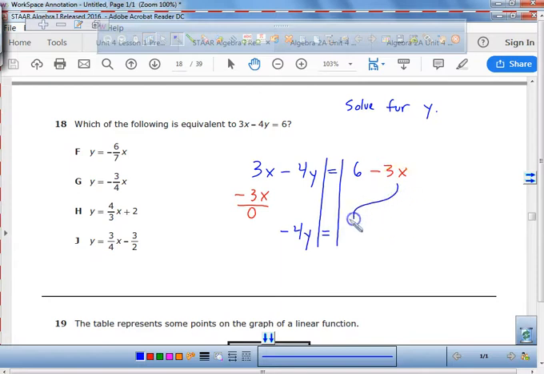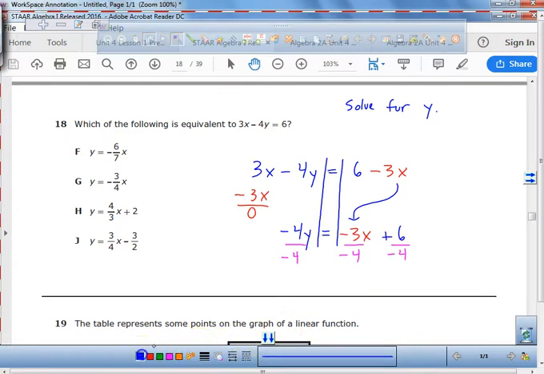I like to take this and move it up front. So what am I moving up front? A negative 3x. And what am I moving in the back right there? A positive 6. And then what are we going to divide everything by? We've got to divide everything by the number in front of the letter y. What is the number technically in front of the letter y? Negative 4. So divide by negative 4 and negative 4 and negative 4.